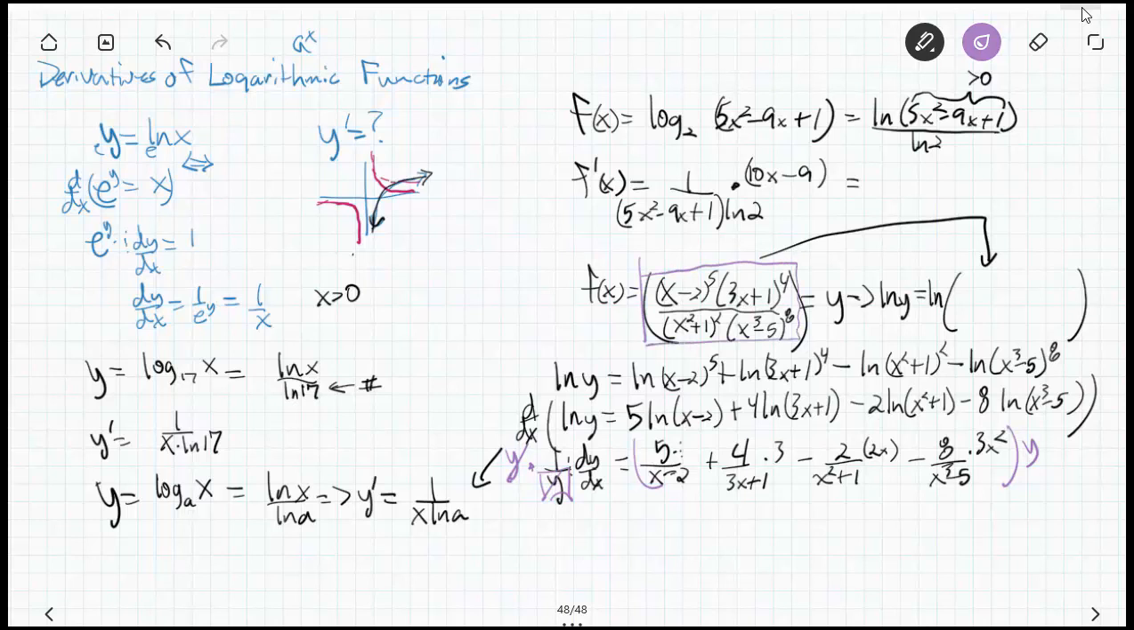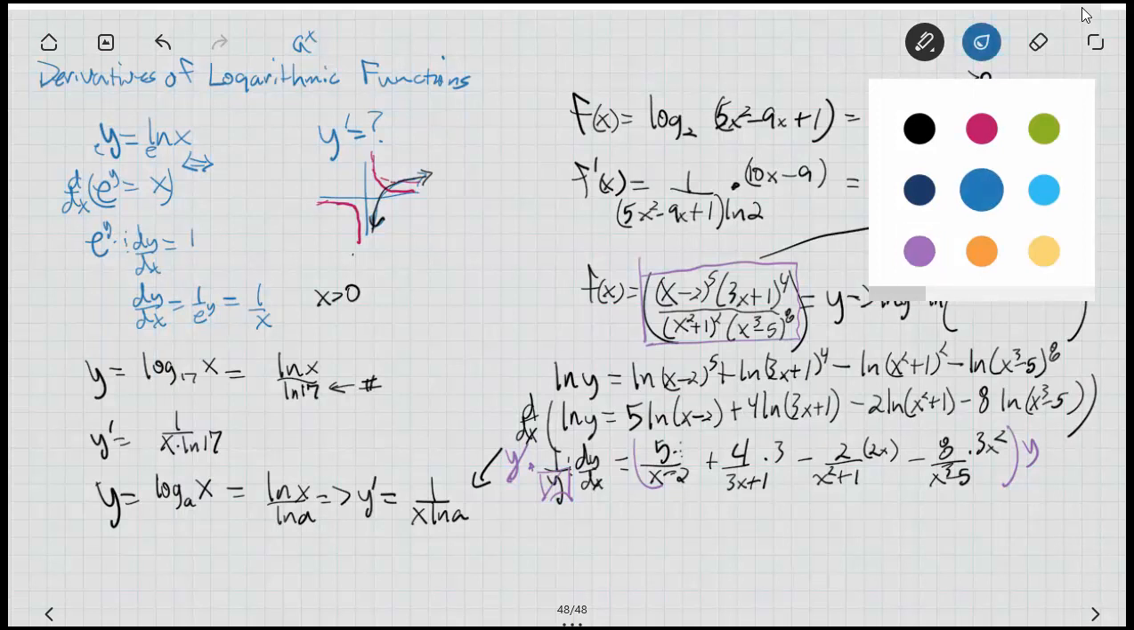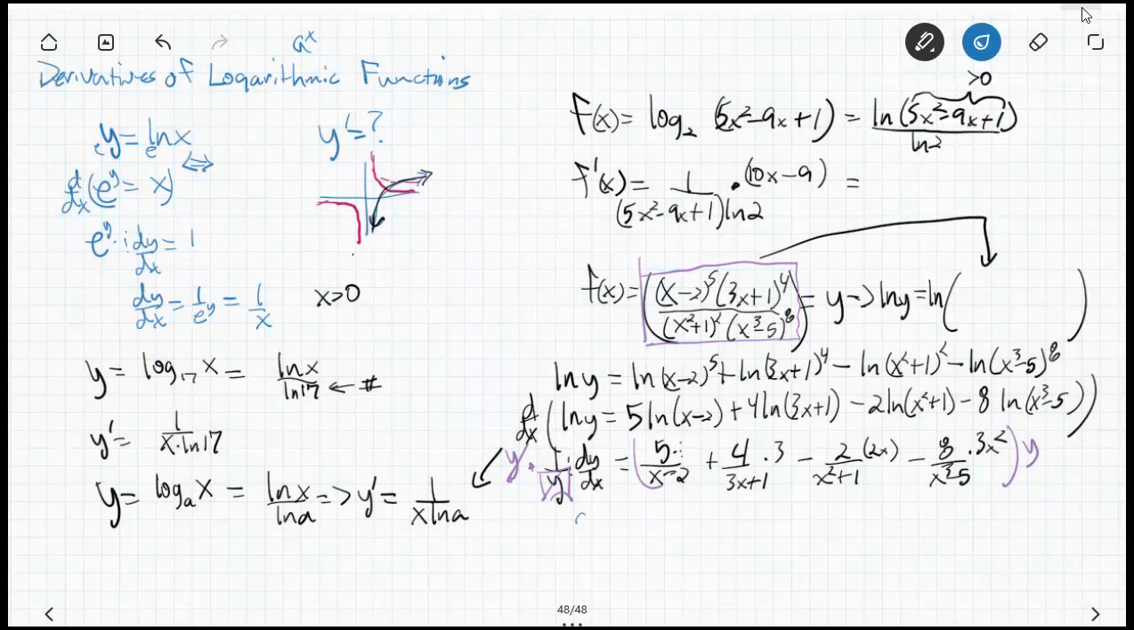So when everything is said and done, I'm going to write this up, and then you might want to sit with this a little bit. dy over dx is equal to, you ready? 5 over x minus 2 plus 12 over 3x plus 1 minus 4x over x squared plus 1 minus 24x squared over x cubed minus 5. That's a cube, by the way. This whole thing is in parentheses, and it's times y.